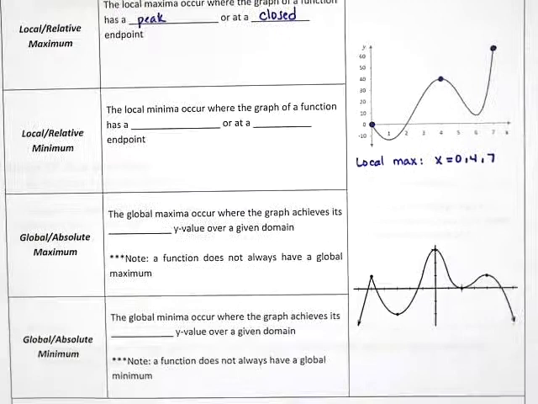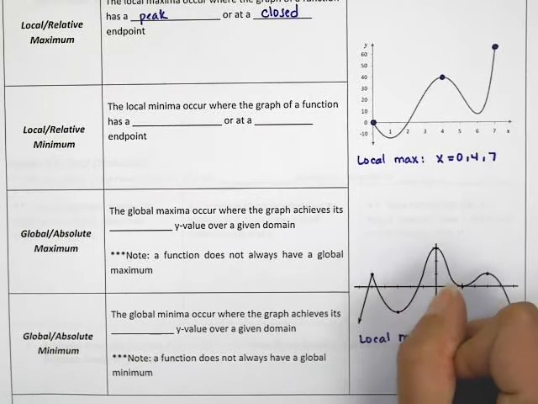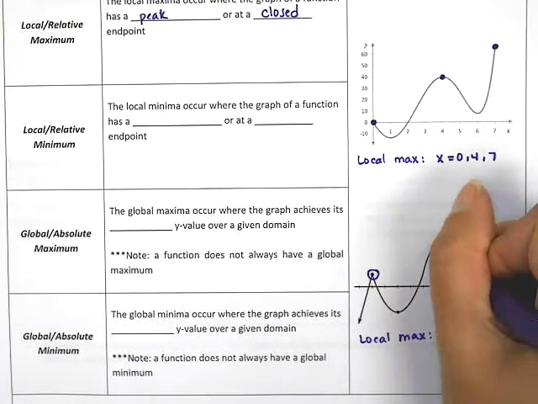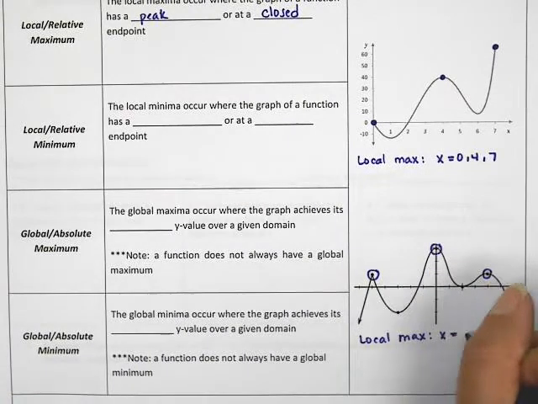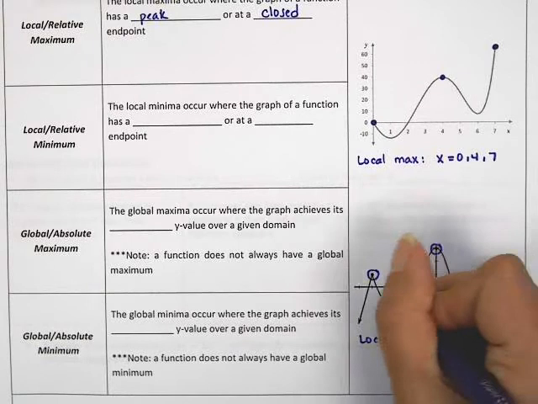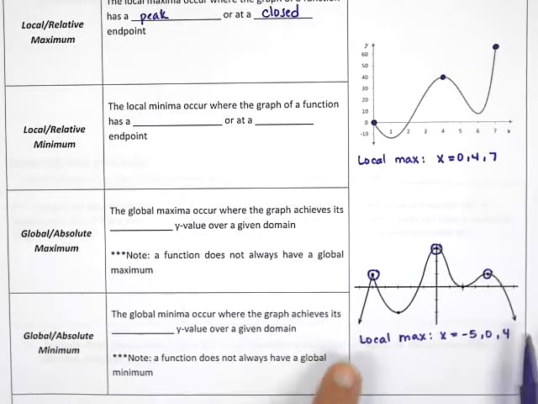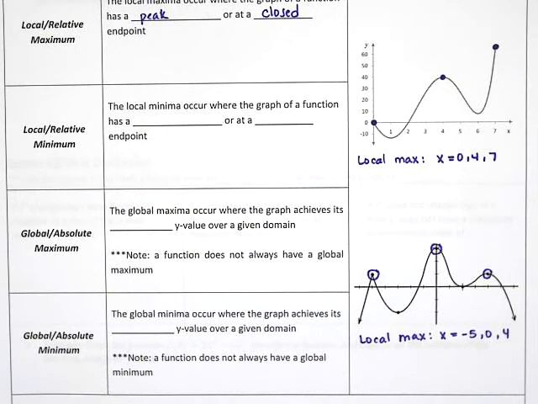If we look at this other graph, the local maxima occur here, here, or here. So when x is negative 1, 2, 3, 4, 5, 0, or positive 4. This time there were no extrema at the endpoints because those have arrows. They're not closed endpoints that stop there, they keep going.